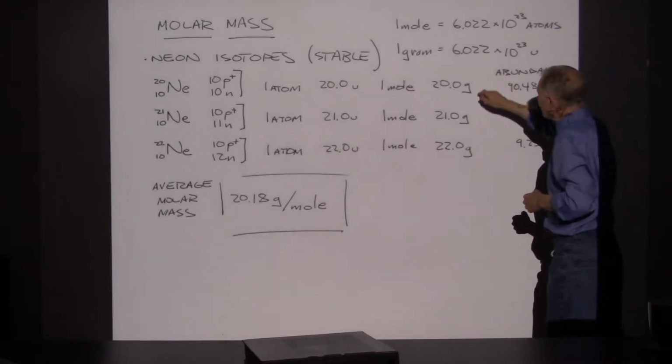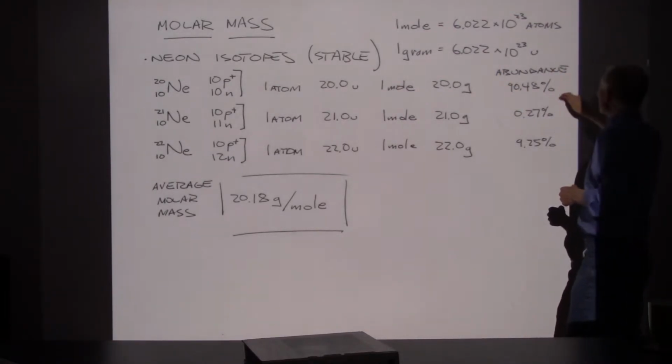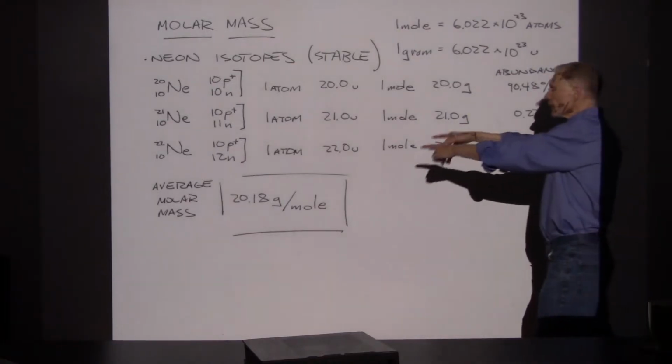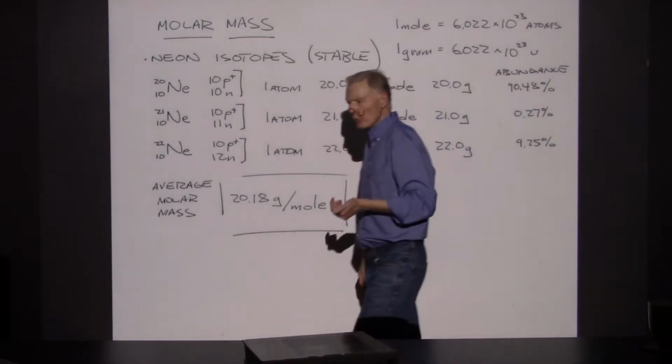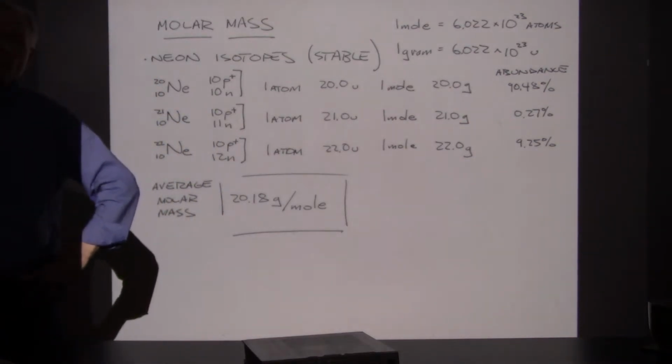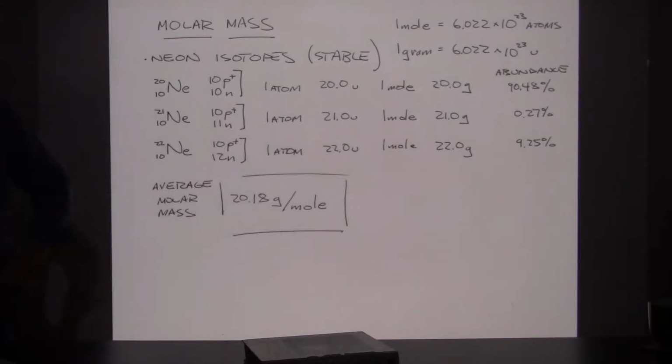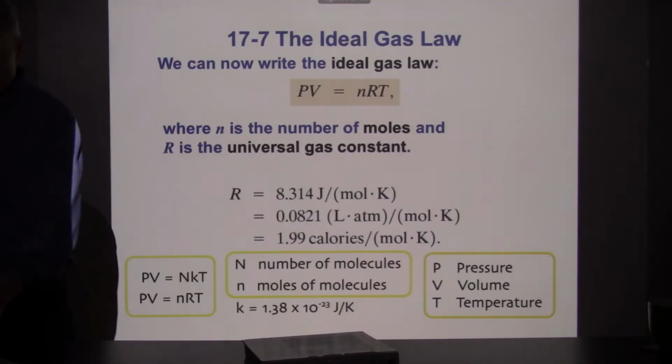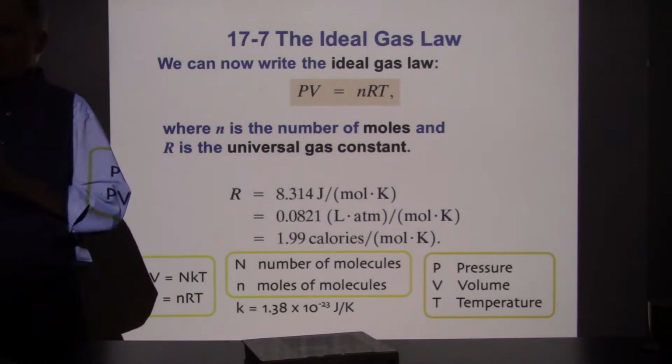So if we take these numbers and multiply by these abundances, we get an average molar mass of 20.18, and that's what's in the periodic table. So the periodic table masses are averaged over the isotopes that are present in the naturally occurring samples. So they don't show masses for individual isotopes, they're averaged over the different isotopes. Something just to be aware of.